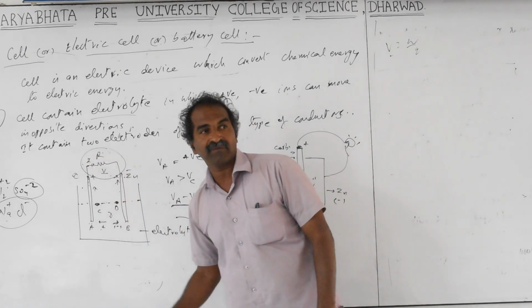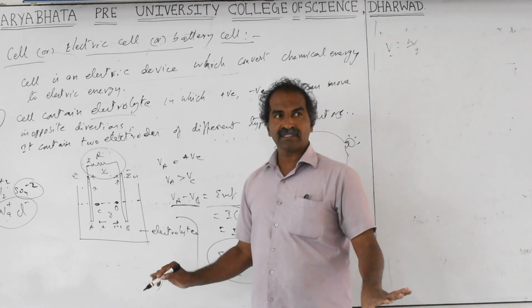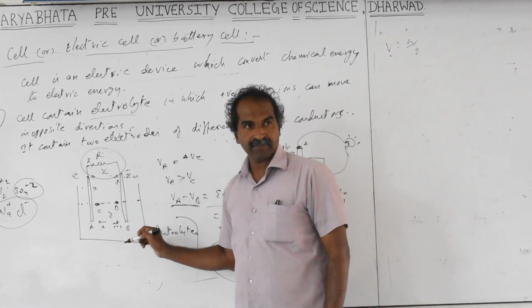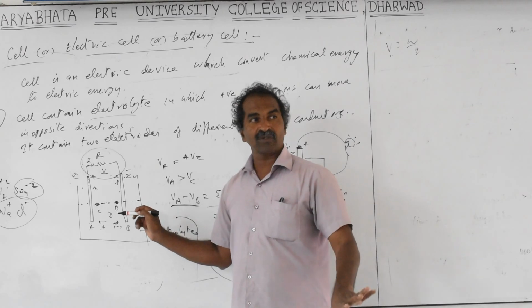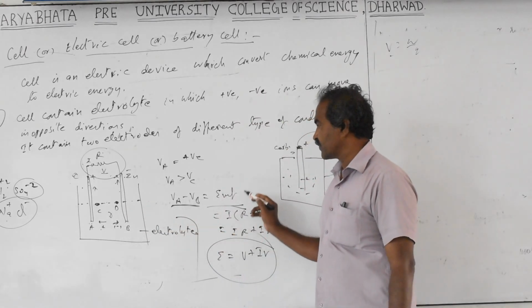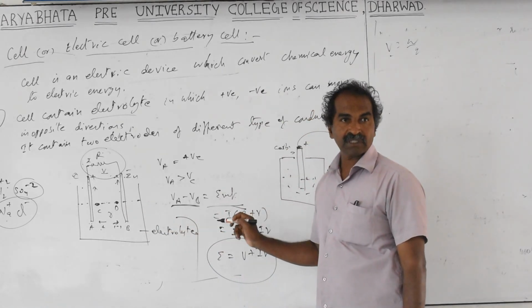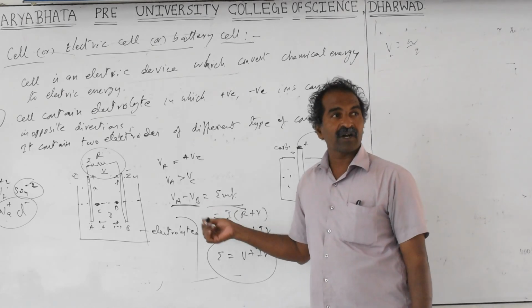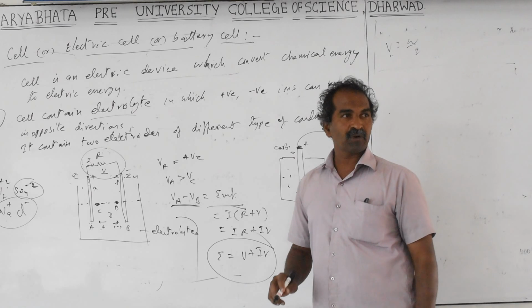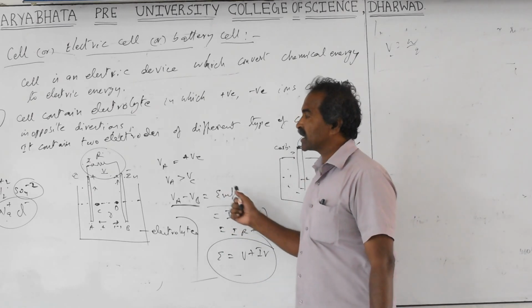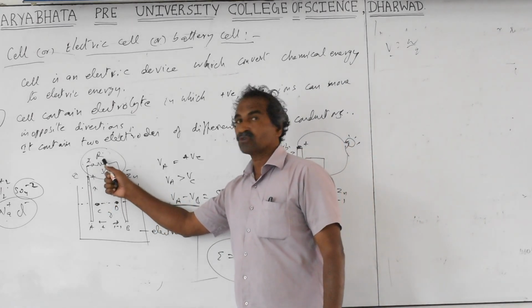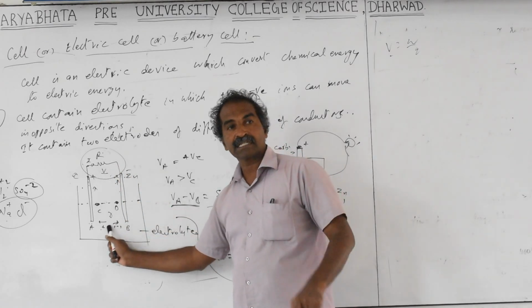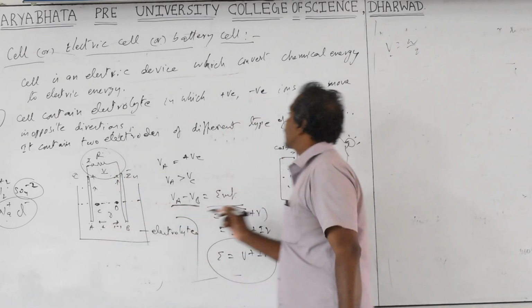What about the EMF? EMF is there always, but we are not seeing it when current is passing. EMF is a voltage only. EMF is electromotive force, but the name force is a misnomer. Previously they thought it was a force, but actually it is a voltage, a potential difference only. What this potential difference does is make the charges travel through the external resistance and also the internal resistance. The work done to move the charge, that is EMF.